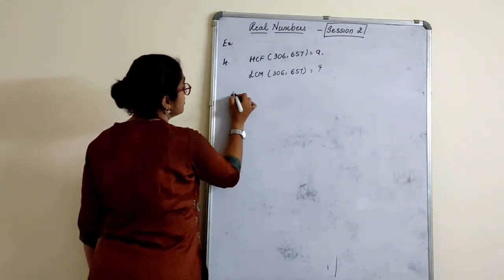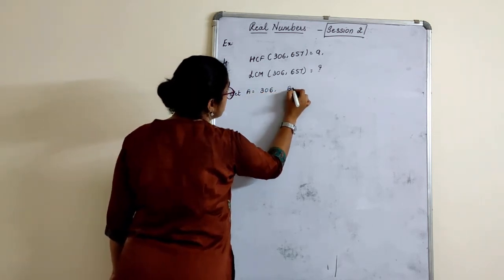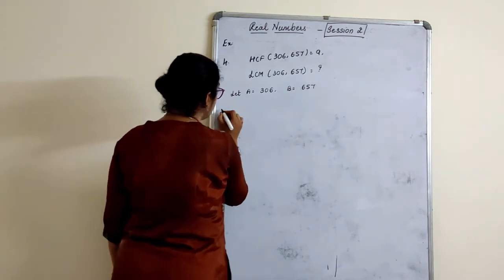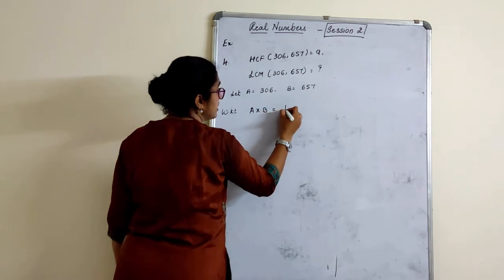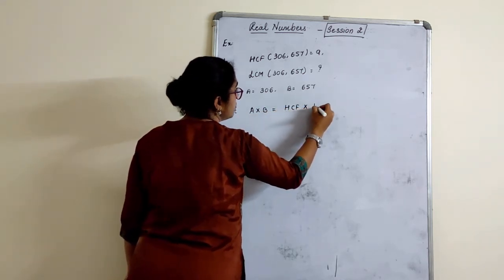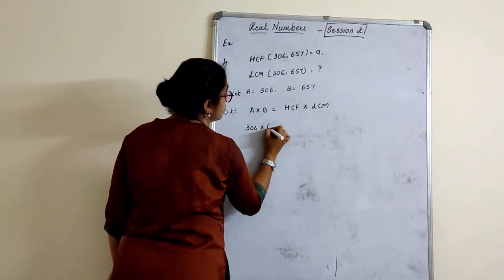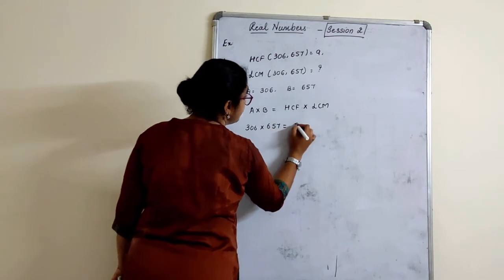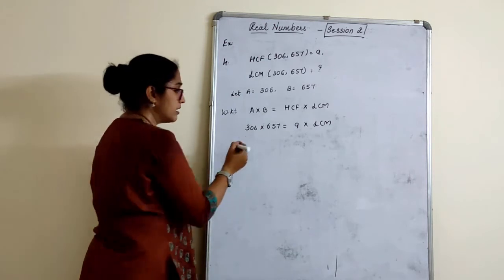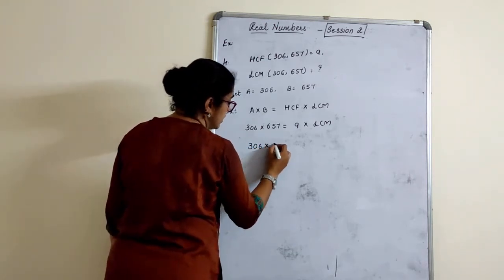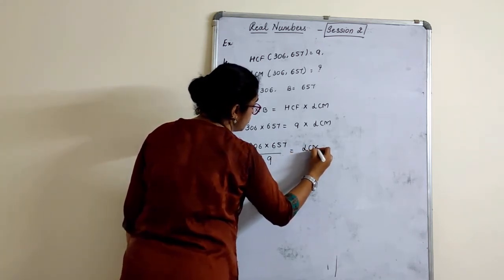So let A be equal to 306, B be equal to 657. We know that A into B is equal to HCF into LCM of given numbers. What is A? 306 into 657. HCF is 9 into LCM. Bring this down, linear equation method, that's all. 306 into 657 divided by 9 is equal to LCM.